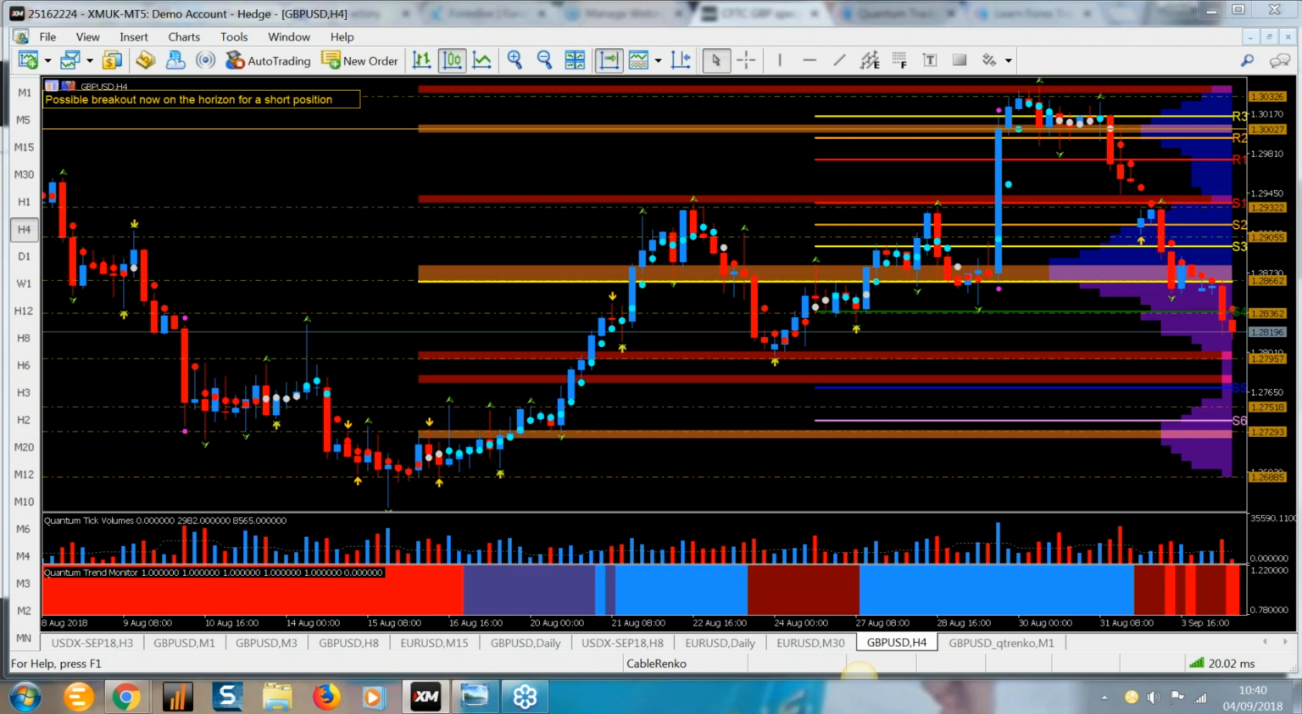Now, with the British pound, what's always been in the background for the last 2 years now since the original vote is obviously Brexit.